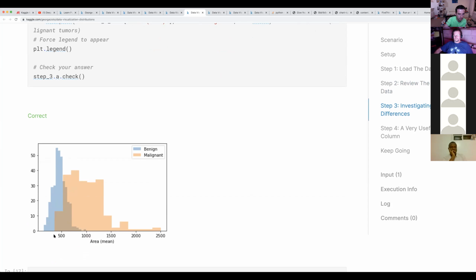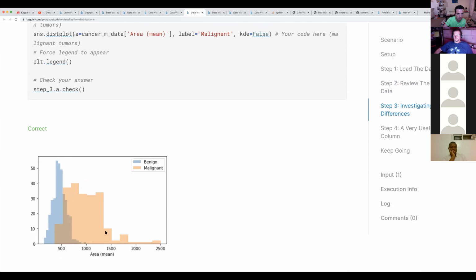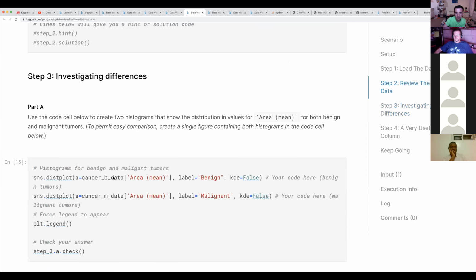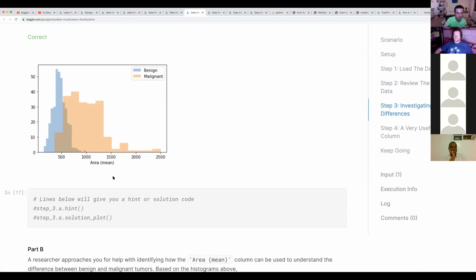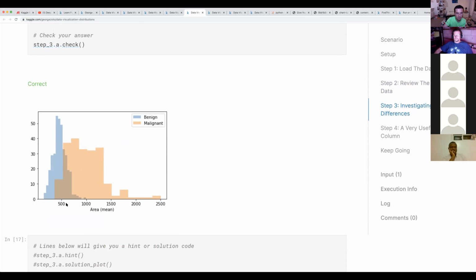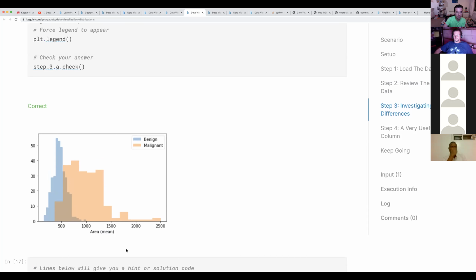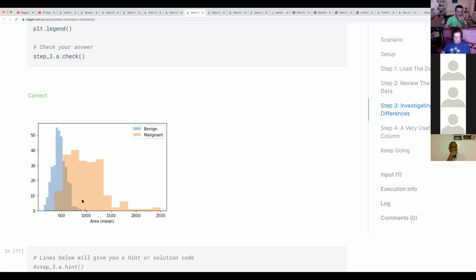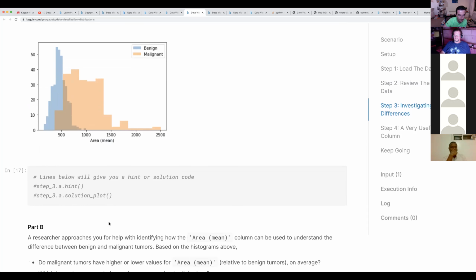You can see that for benign, the distribution is kind of tight, and it's centered a little bit less than 500. I need to look at the units, but this could be millimeters or nanometers, I'm not sure. For the malignant case, the distribution is much wider, and there's an overlapping area where it's kind of hard to tell just based on the area.